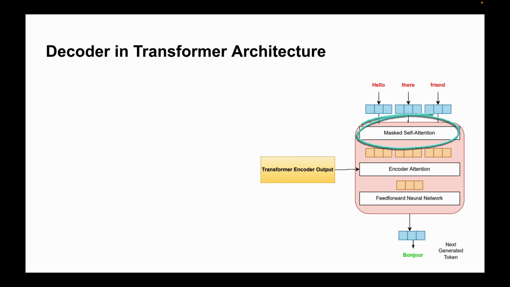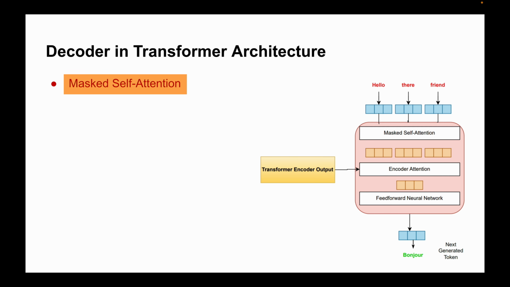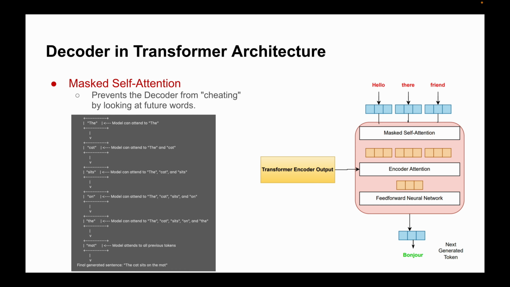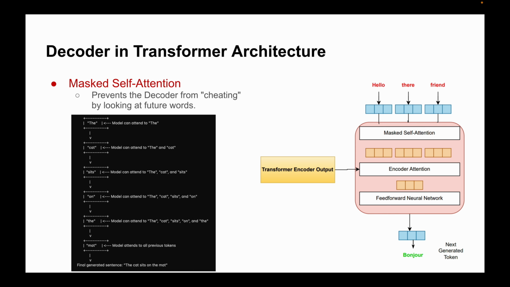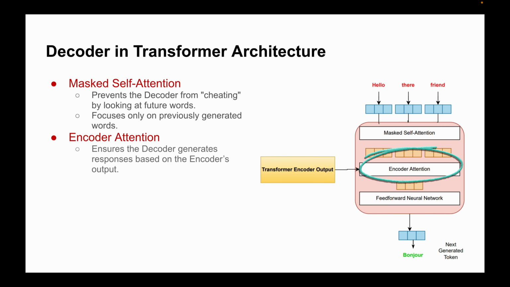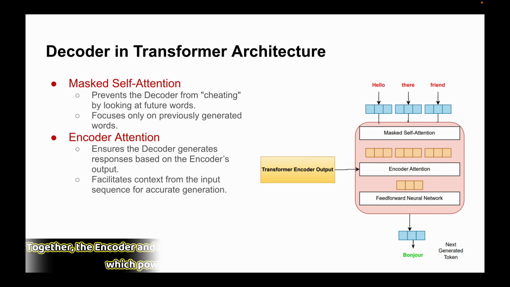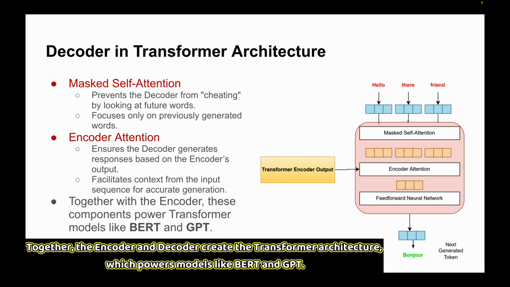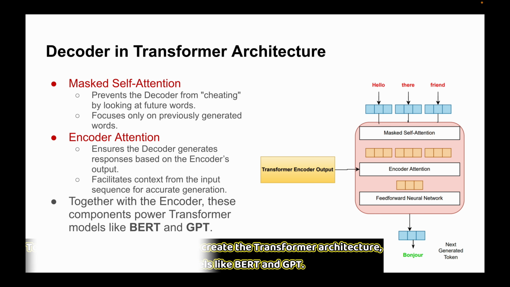The decoder also has self-attention, but it is a bit different. It uses masked self-attention. But why? To make sure that the decoder does not cheat by looking at the future words while it is generating the current word. It only focuses on the words that have been previously generated. In addition, the decoder also has encoder attention. This component looks back at the encoder's output to ensure that the decoder is generating the right response based on the input. Together, this encoder and decoder create the transformer architecture, which powers powerful models like BERT and ChatGPT.